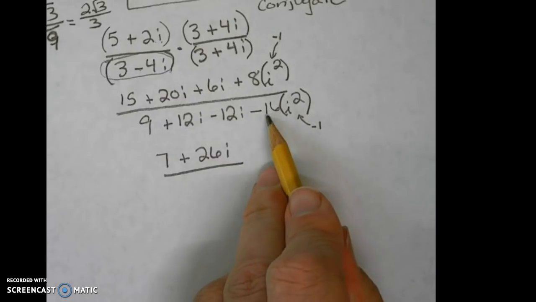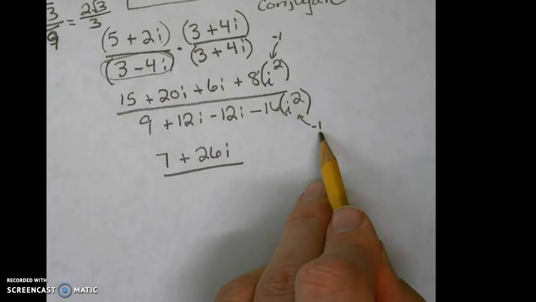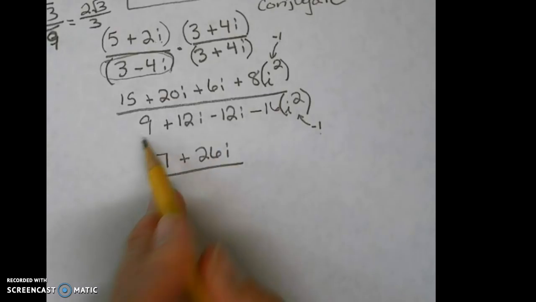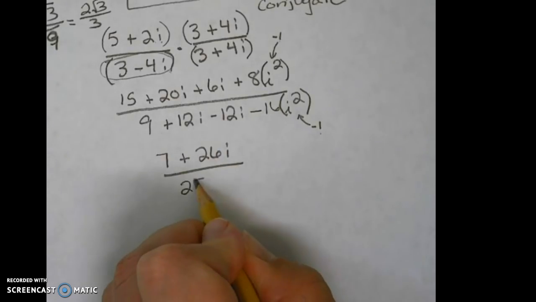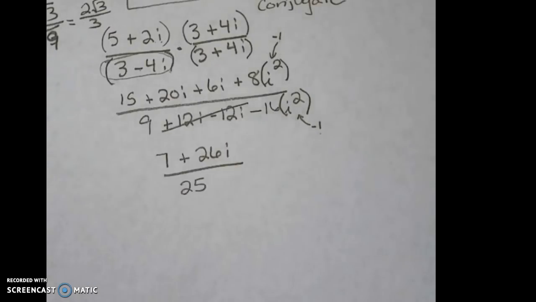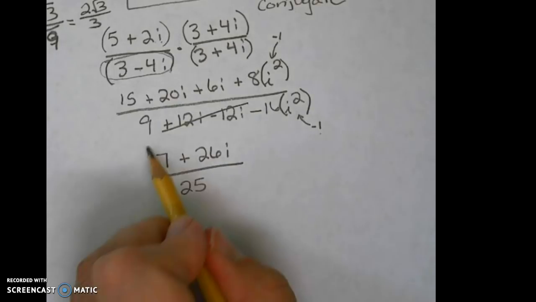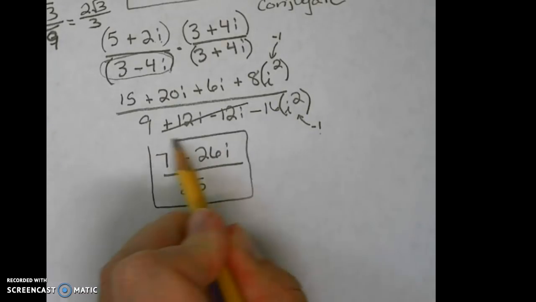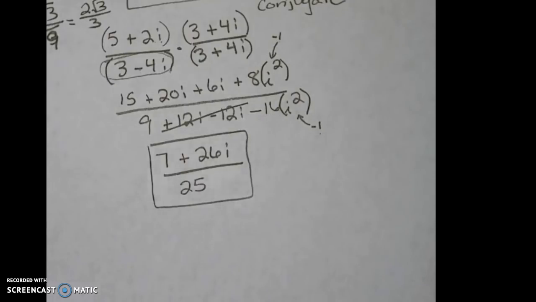Okay, negative 16 times negative 1 is 16. 16 plus 9 is 25. And 12i minus 12i cancels. Notice no imaginary part in the denominator. There you have it.